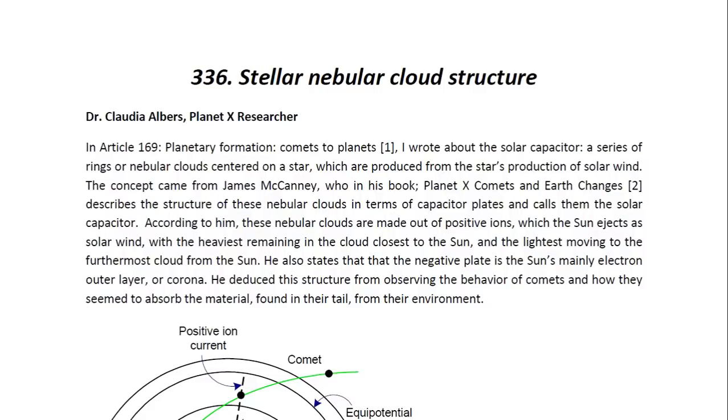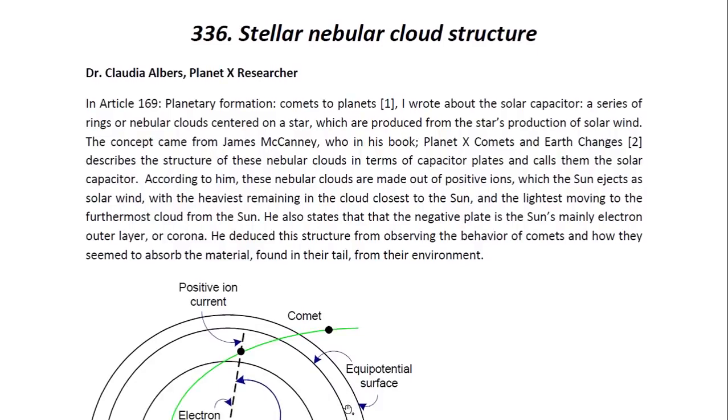Now, in article 169 entitled Planetary Formation, Comets to Planets, I wrote about the solar capacitor, which is a series of rings or nebula clouds centered on a star, which are produced from the star's production of solar wind. The concept came from James McCanney, who in his book Planet X, Comets and Earth Changes describes the structure of these nebula clouds in terms of capacitor plates and calls them the solar capacitor.